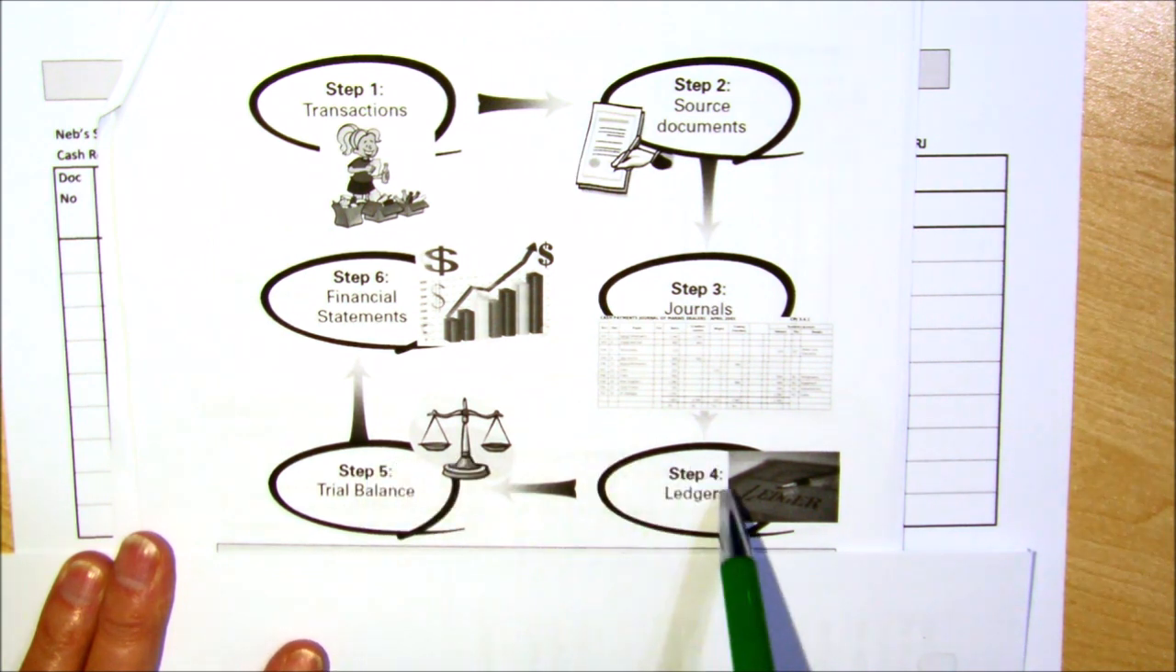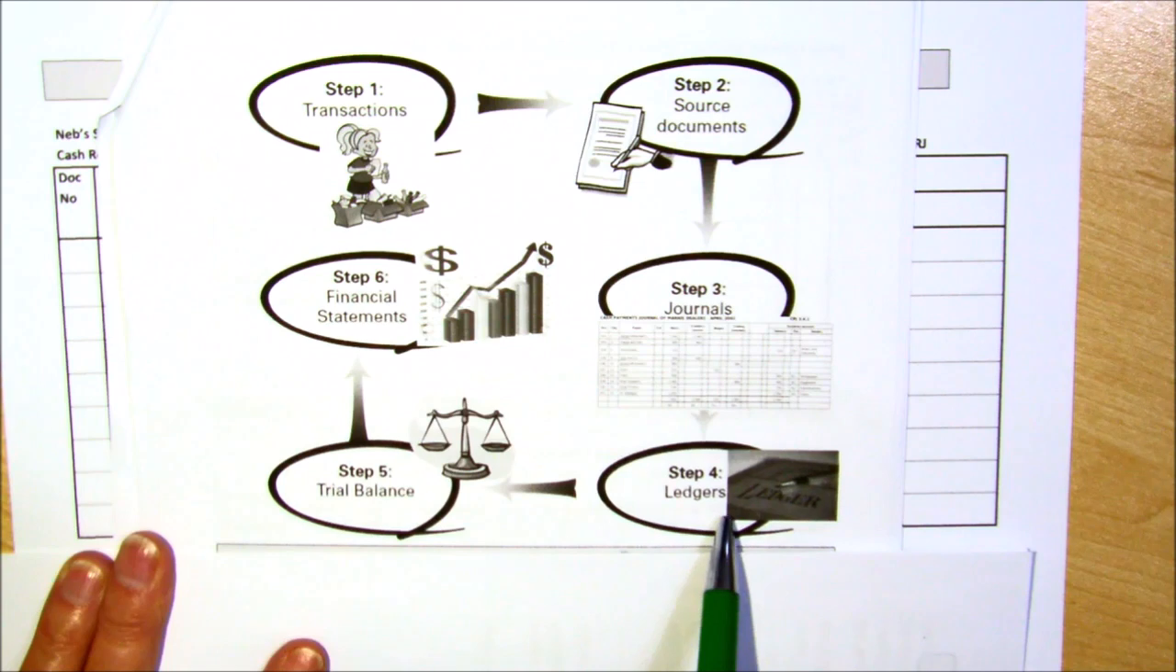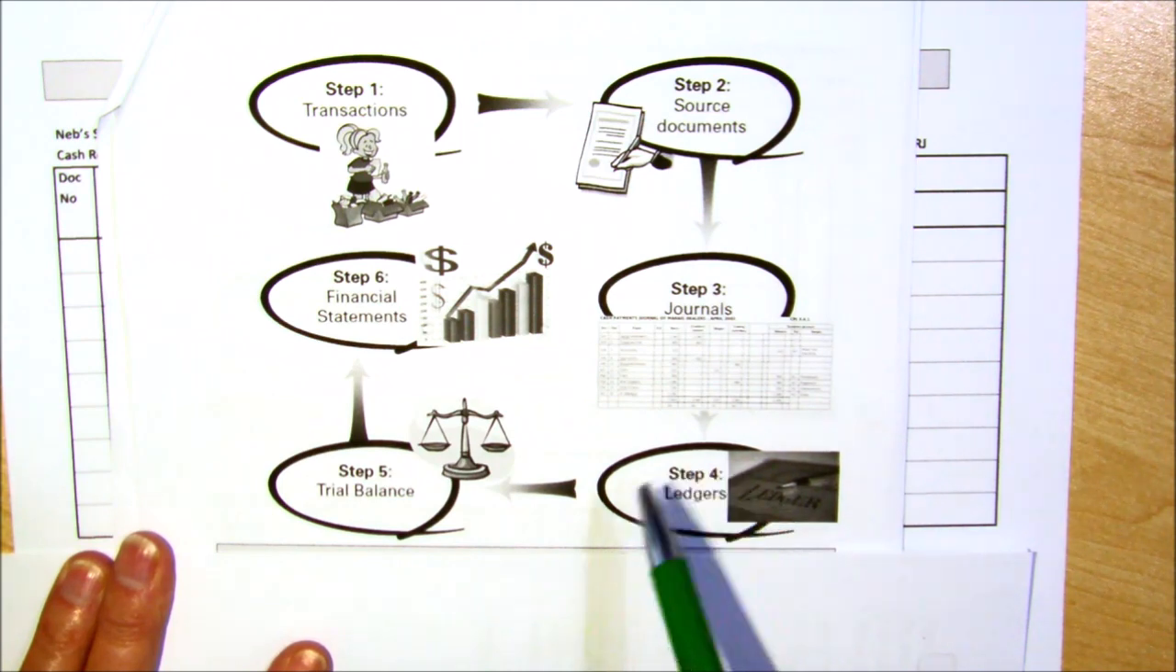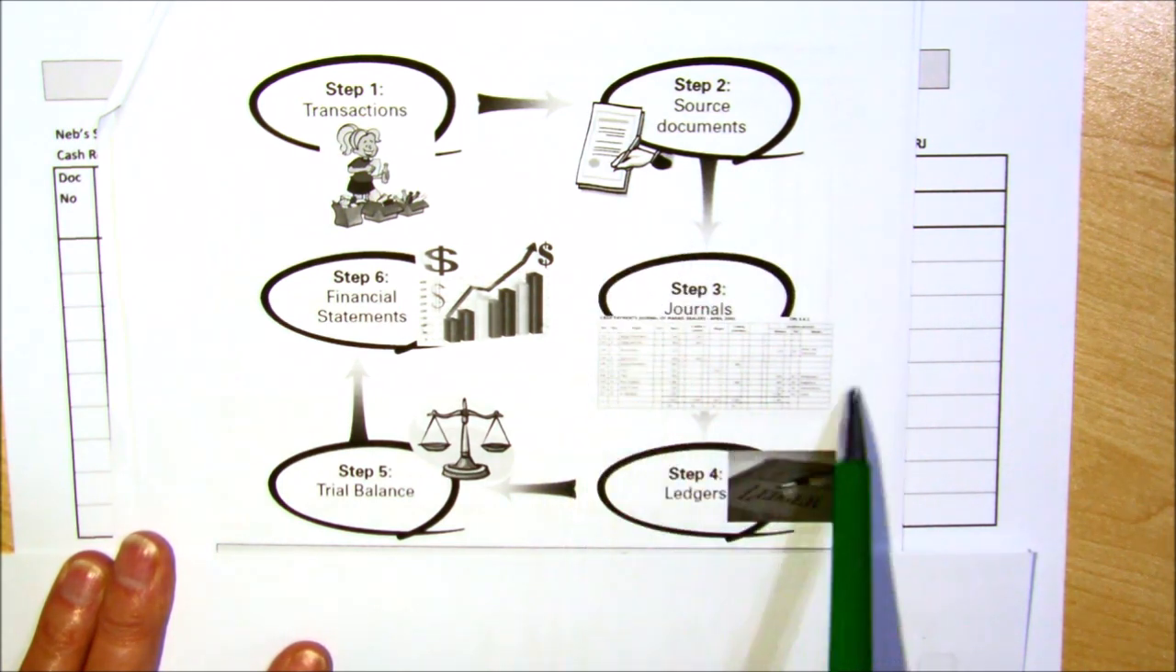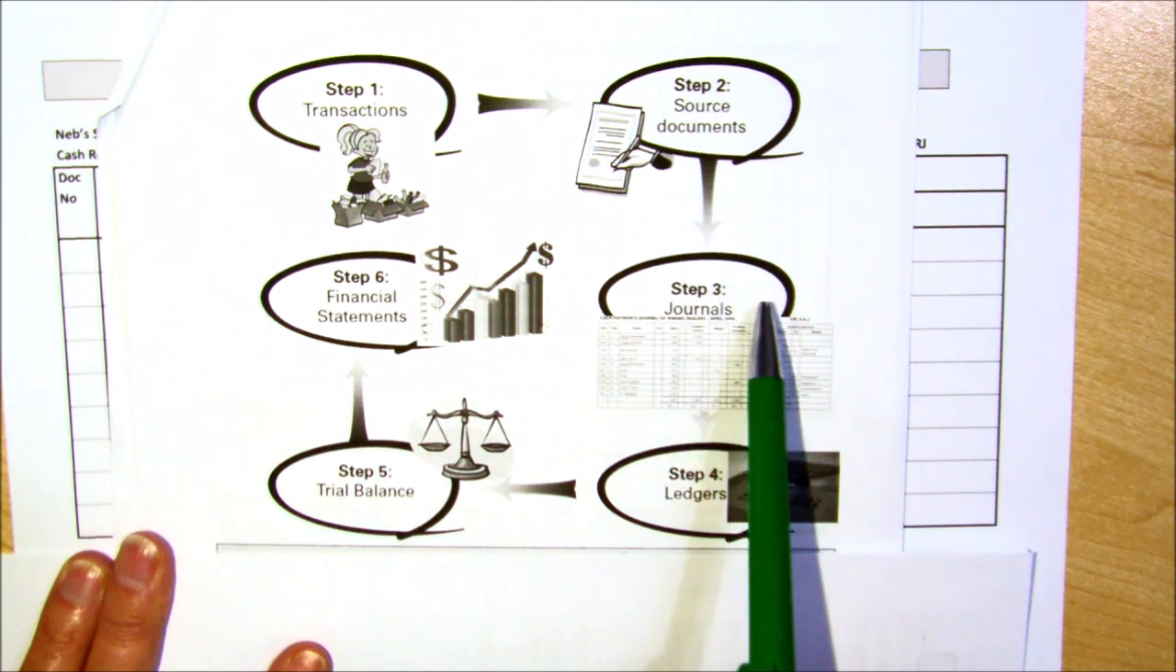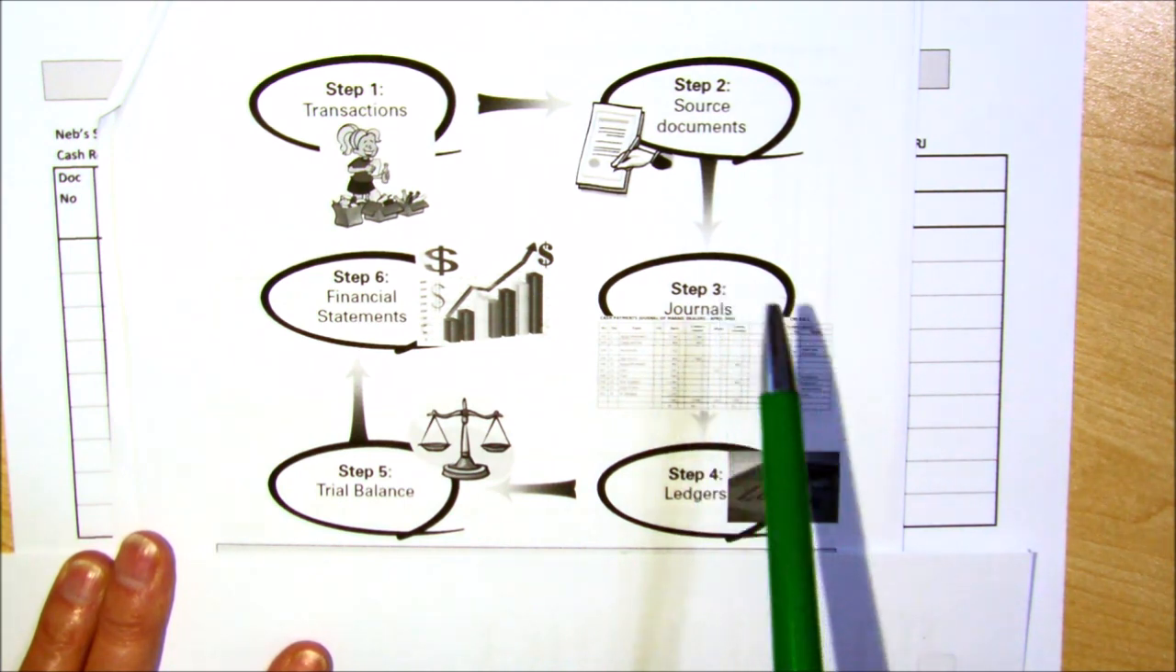Now, the problem with that is that these ledgers can get very comprehensive with a lot of entries involved in keeping the records. You just imagine a bank account in any business. So we bring in an intermediary step, and that is our journals. The word journal stands for book.